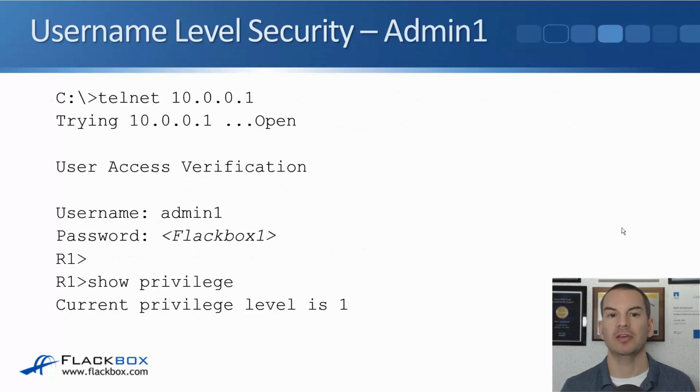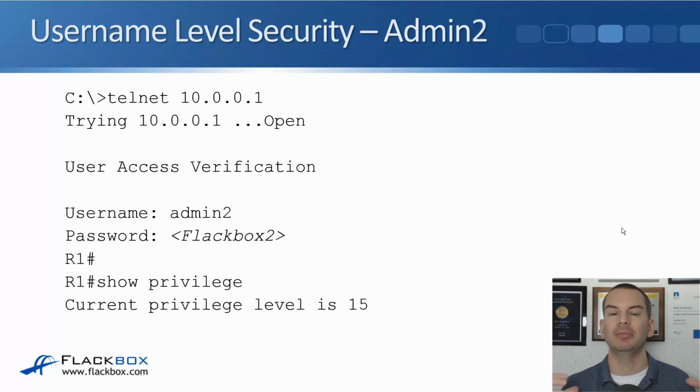So the effect of this is that if the username admin1 logs in, like you see here, they enter their username and their password, and then they'll see the user prompt, R1 and the greater than symbol. If they do a show privilege, they can see their current privilege level is 1.